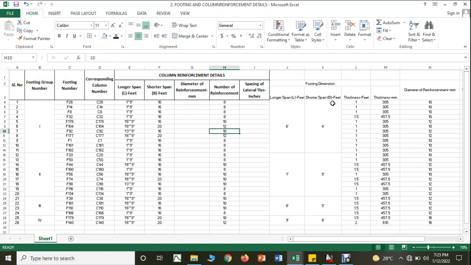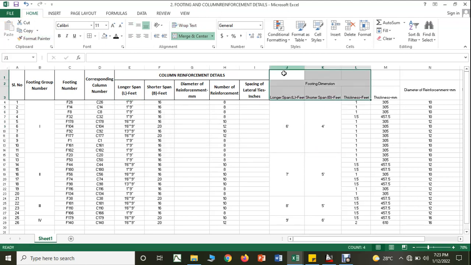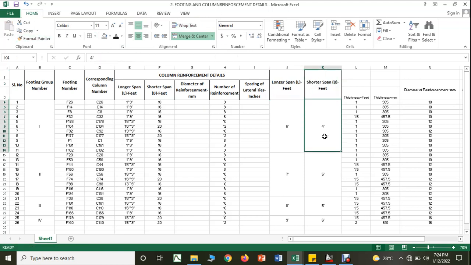Okay, then next I can write the footing dimension. I can write the longer span. Okay, so this I will make it 1. Then I can make this as longer span. Okay, then I'll merge this, then shorter span.